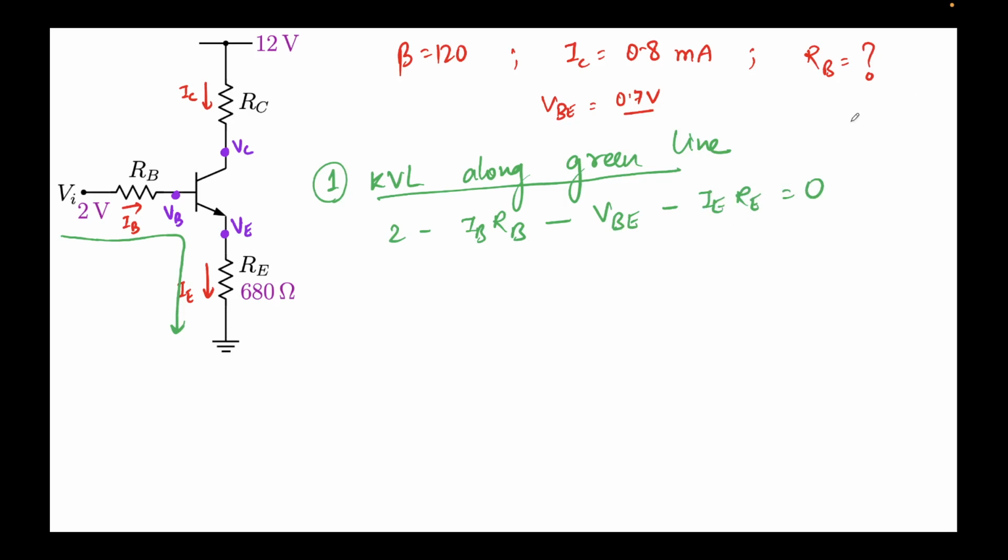And there's one more thing. If you recall, beta was IC upon IB. So I can clearly write that IC is nothing but beta IB, and IE is nothing but beta plus 1 times IB, because IE is IC plus IB, so that's how the plus 1 comes. I'll rearrange some terms. I'll take IB RB to the left side, so I'll write IB RB plus IE RE equal to 2 minus 0.7. VBE is 0.7.